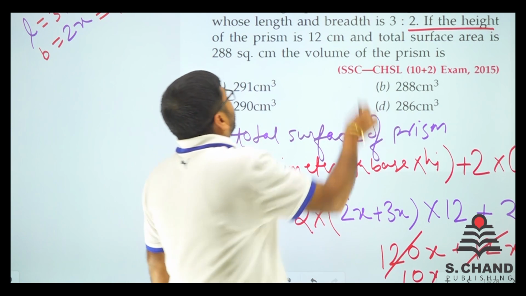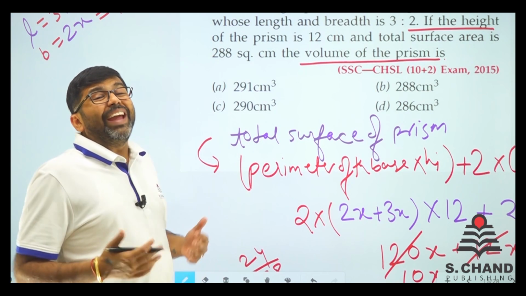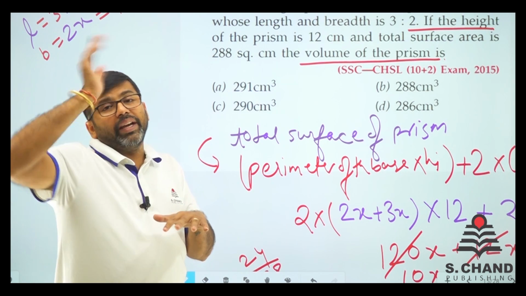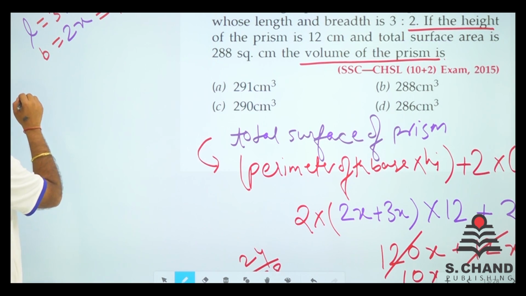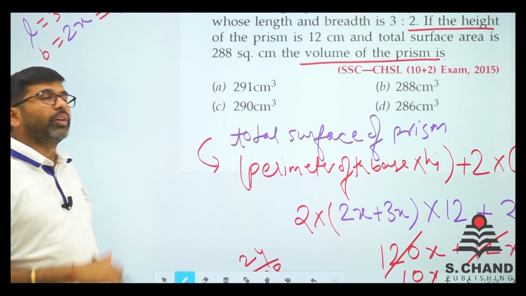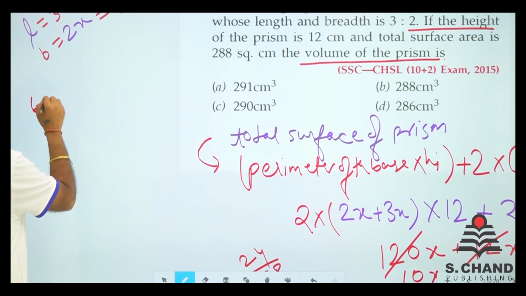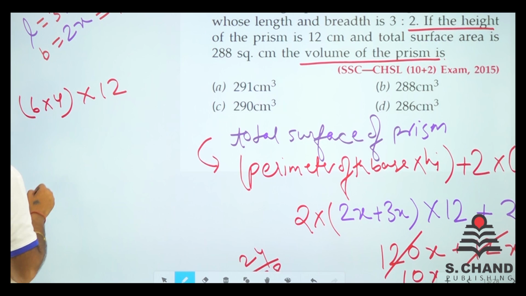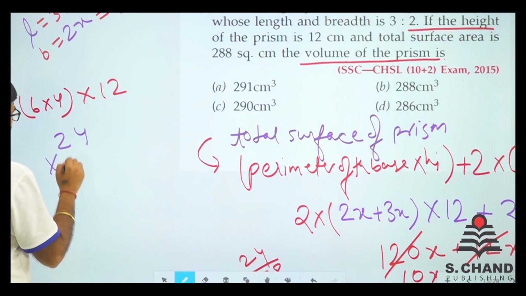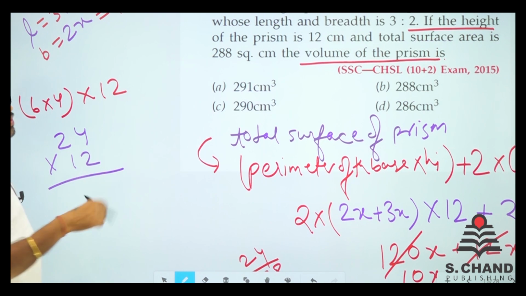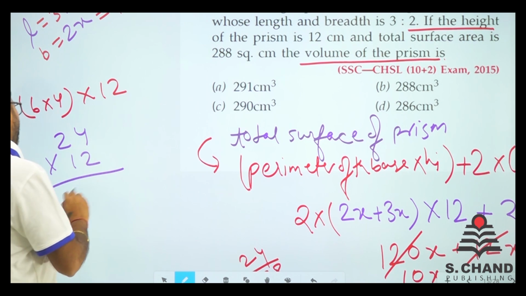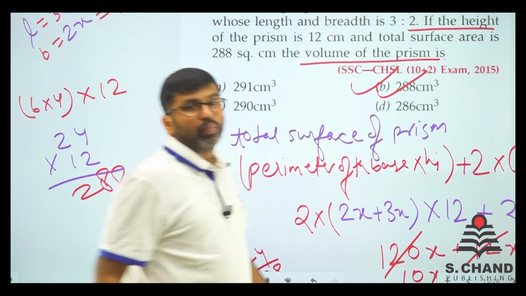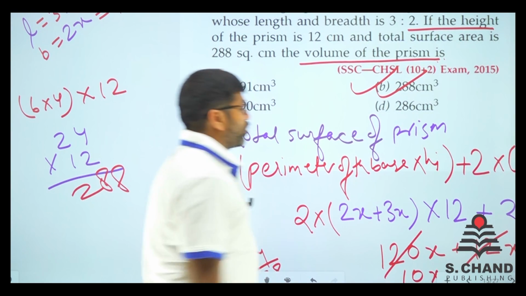Now we need to find the volume of the prism. So volume of anything, if you remember, I told you once that it is the area of the base into the height, right? So the area of the base is 6 into 4, and we need to multiply it by 12. So 6 4s are 24. We need to multiply by 12. So 24 into 12 is 288. So we have arrived at 288 centimeter cube, and that is the volume of the prism. So let's move on to the next question.